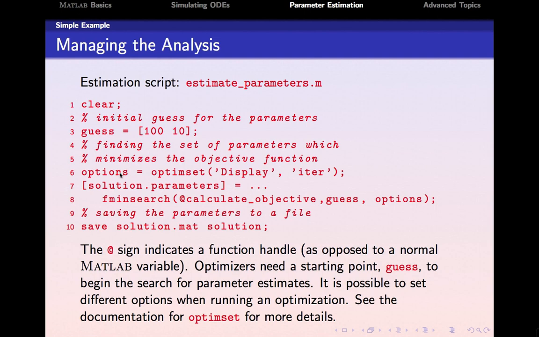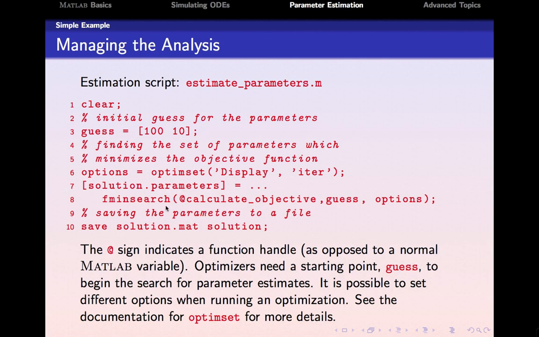And then I have set some options here for my estimation. OptimSet sets different options for fminsearch and the different optimization routines within MATLAB. I'm basically saying that I want to display the iteration, so I want it to display something at each iteration. And I'm going to store the solution in solution.parameters.